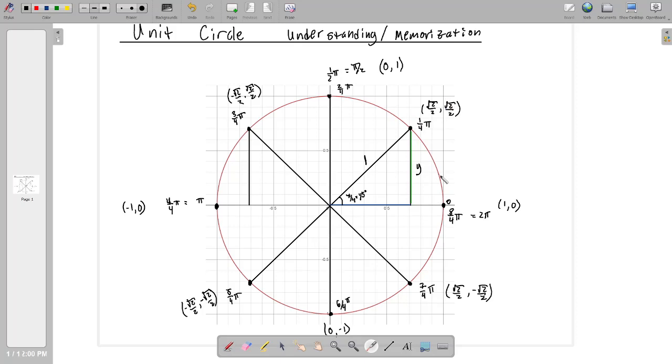So really all you need to do when you see that you have an angle, something pi divided by 4, you know it's going to be root 2 over 2, root 2 over 2, and then you just need to apply the negative sign as necessary. So if you're in the first quadrant, your x is positive, y is positive. If you're in the second quadrant, your x is negative, but your y is positive. If you're in the third quadrant, both x and y are negative. And if you're in the fourth quadrant, your x is positive, but your y is negative.